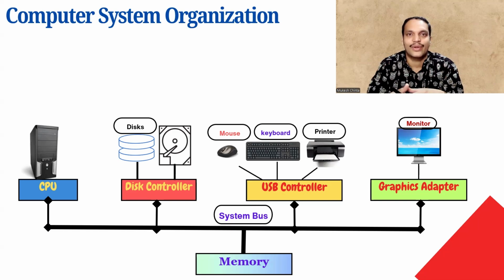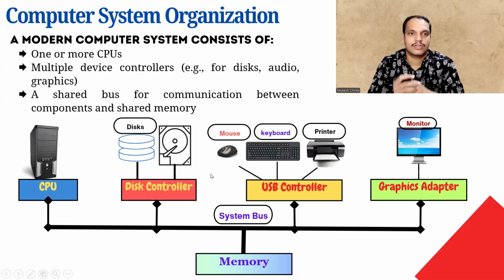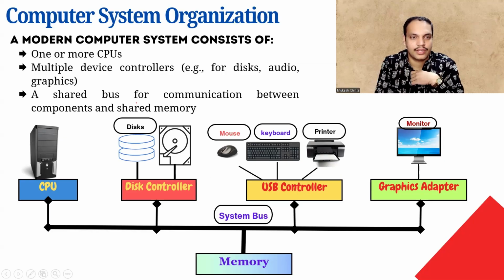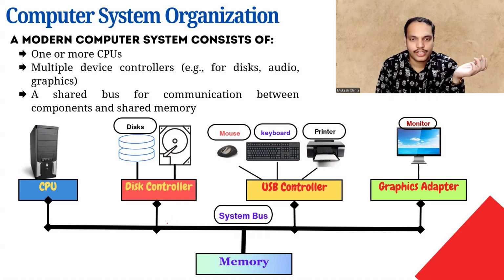So let's get going. A modern day computer system usually consists of one or more CPUs, you can see them here, and multiple device controllers. They are usually for disks, audio, graphics, etc. And also a shared bus, which is here in this particular one. This is your shared bus for communication between these different components and your main memory.